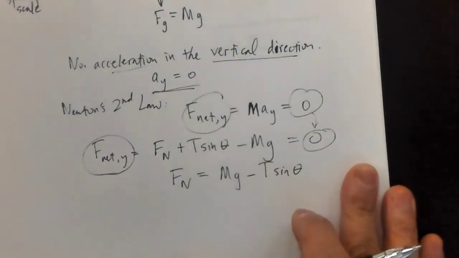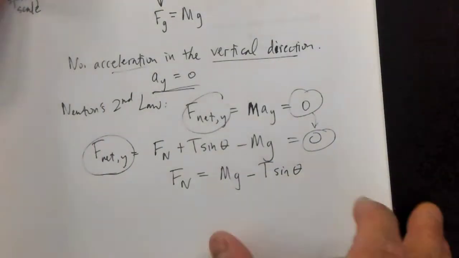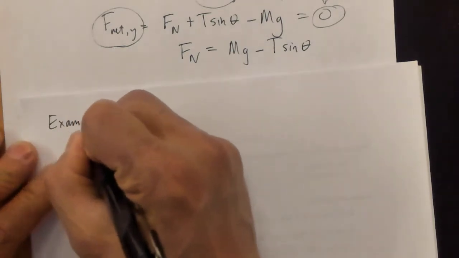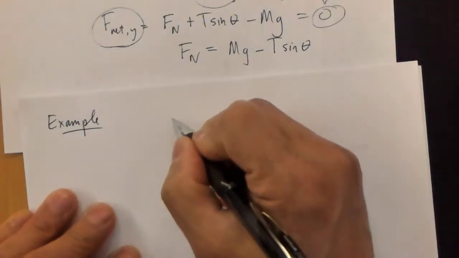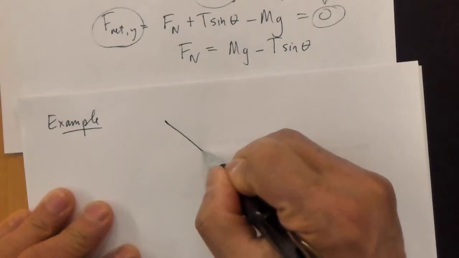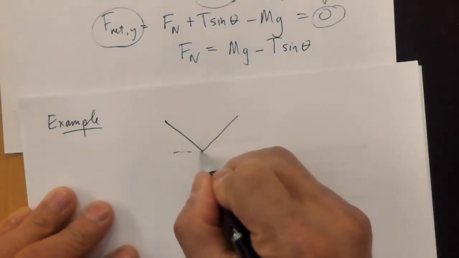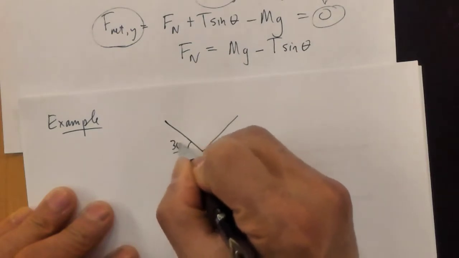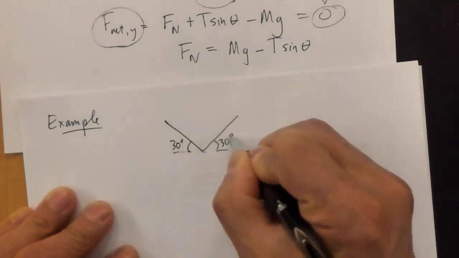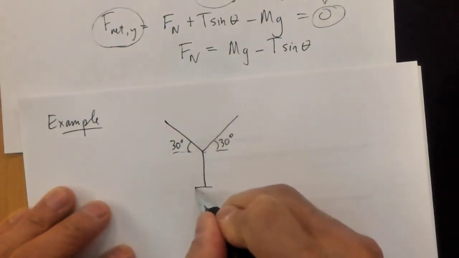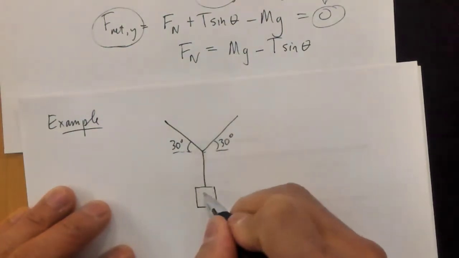Okay, well, let's go on. Let's do the next example. So we have two strings, and it's symmetrical. So let's say this is 30 degrees. It's 30 degrees. And then I have a vertical string. Then I have a 10 kilogram mass.